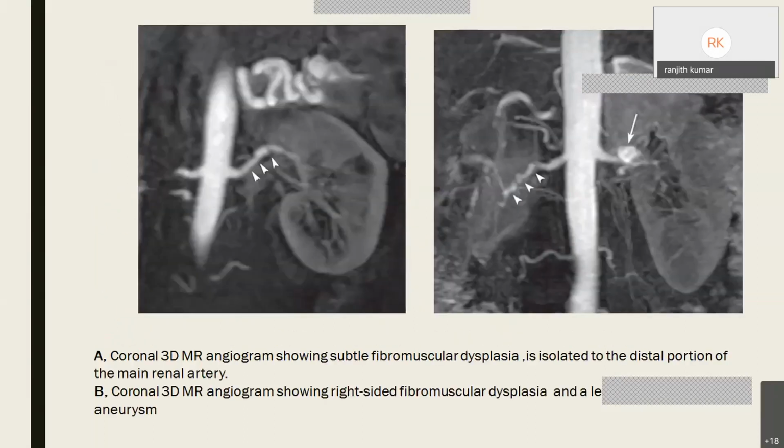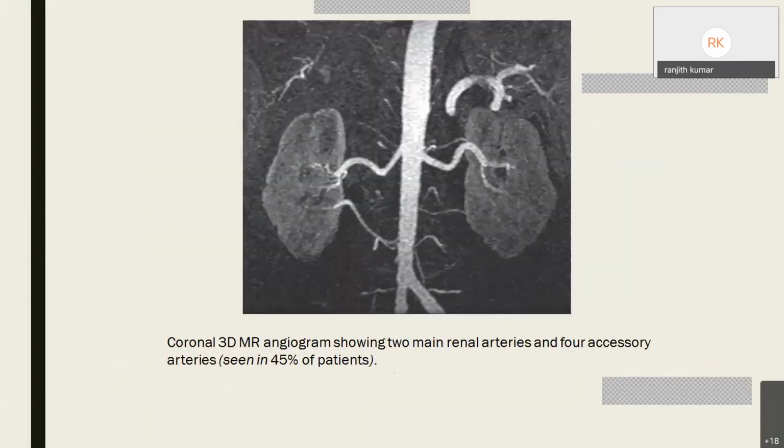This is an image showing a coronal section with subtle fibromuscular dysplasia in the right renal artery, and on the left with the aneurysm in the mid to distal renal artery. This image shows renal arteries, with an accessory renal artery, one on the left side and multiple on the right side.